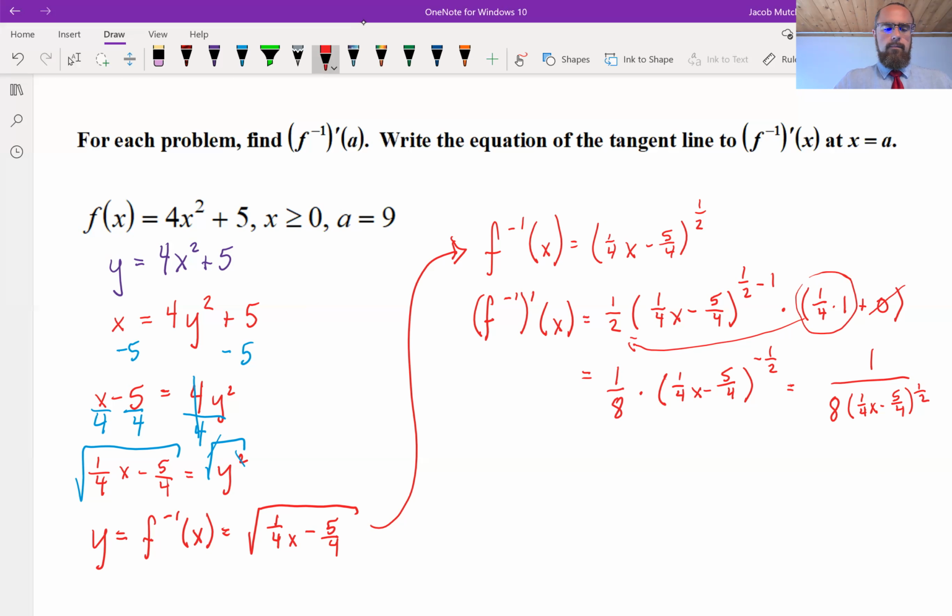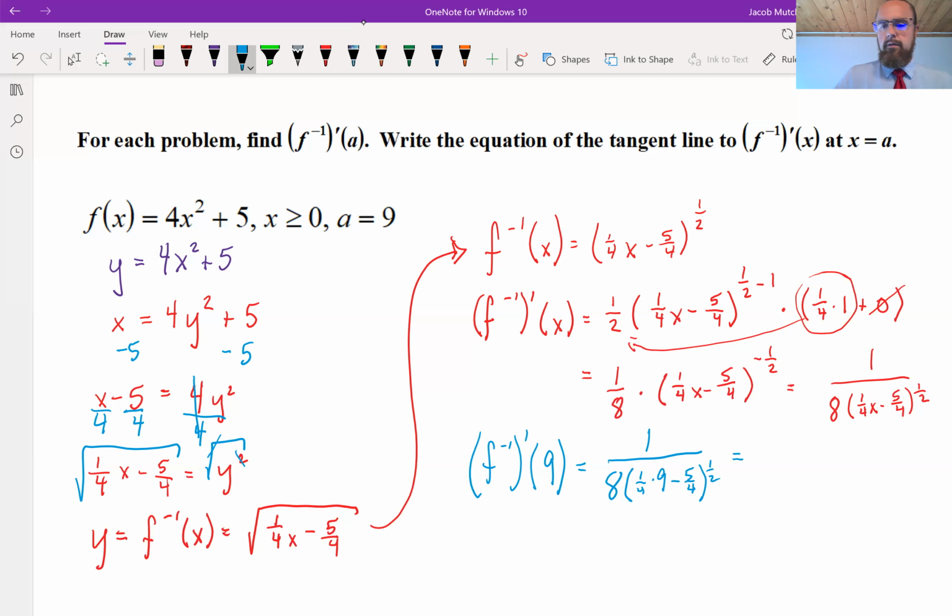So let's do so. I'll switch colors here just to say we're kind of switching to another task. I'm going to find the value of the derivative of the inverse at 9. So to do so, I'm just going to substitute 9 for any x. So that's 1/8 times 1/4 times 9 minus 5/4 to the power of half.